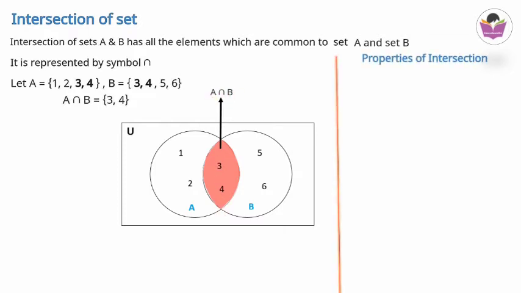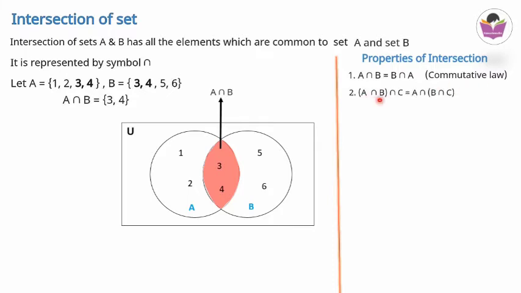Next we will be discussing the properties of intersection. Here, A intersection B is equal to B intersection A. As we know, it is just the common elements, whether you check first A and second B, or first B and second A. Order is not a problem. Common elements remain the same. That is the commutative law.